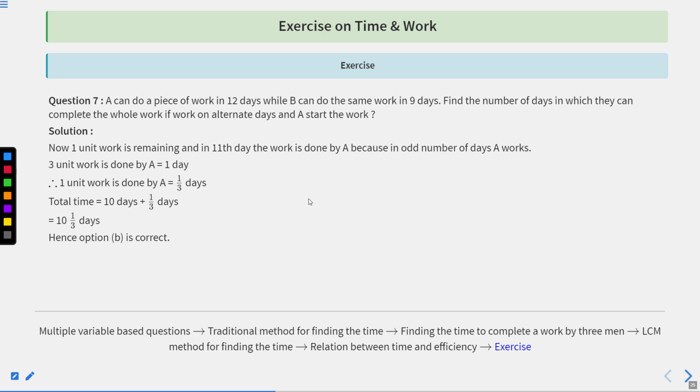So now, 1 unit of work is remaining and on the 11th day, the work is done by A because on odd number of days, A works. So the 3 unit work is done by A in 1 day, and therefore 1 unit work is done by A in 1 upon 3 days. The total time is 10 days plus 1 upon 3 days, that is 10 and 1/3 days. So the correct option here is option B.